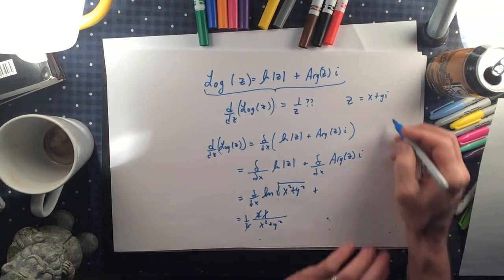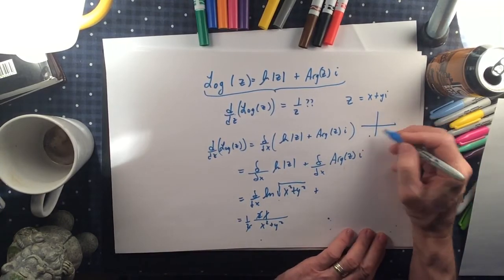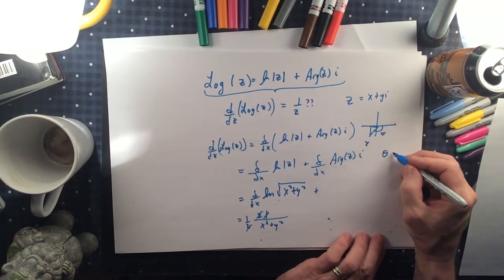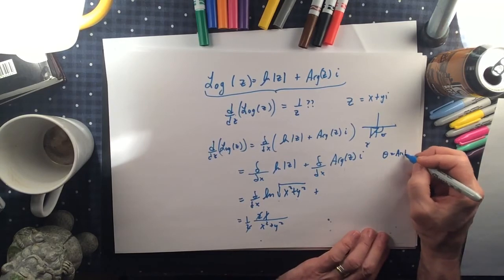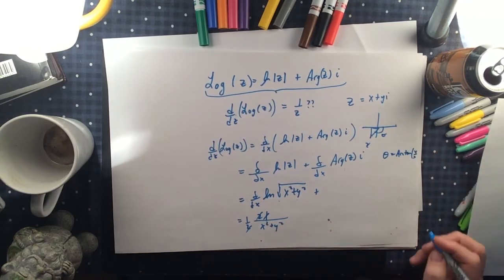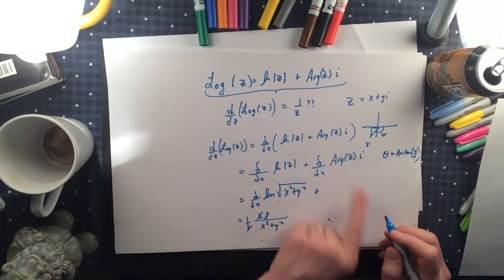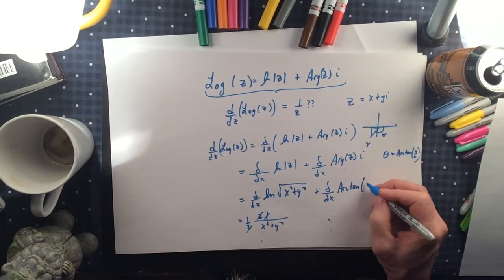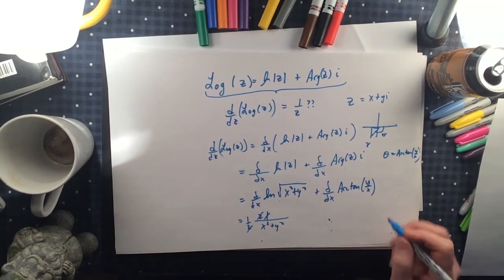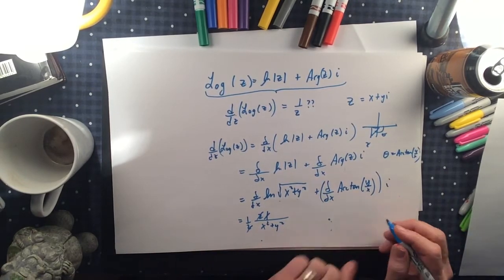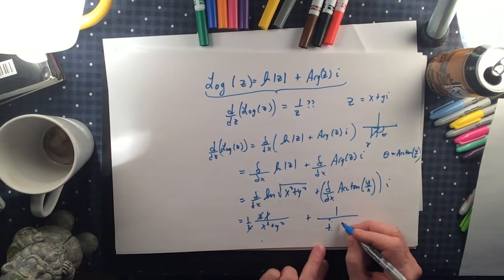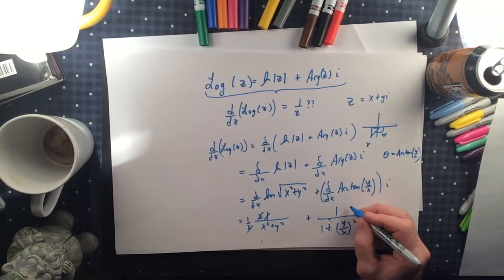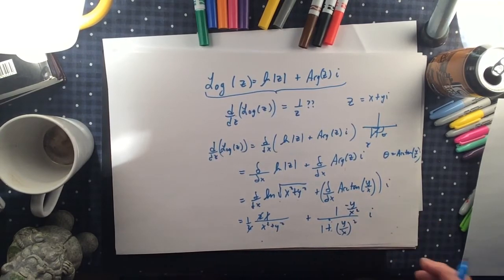Now, the argument of a complex number. Well, we put the complex number in the plane someplace, and we get its angle theta. Well, theta, this is from Calc 2, is the arctan of y over x. So what is the partial with respect to x of the arctan of y over x? Well, the derivative of arctangent is 1 over 1 plus (y over x) squared times the derivative of the inside, which would be minus 1 over x squared with the y, and we'll have an i.